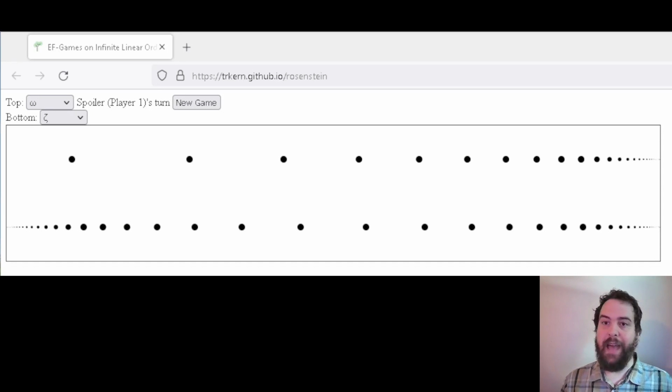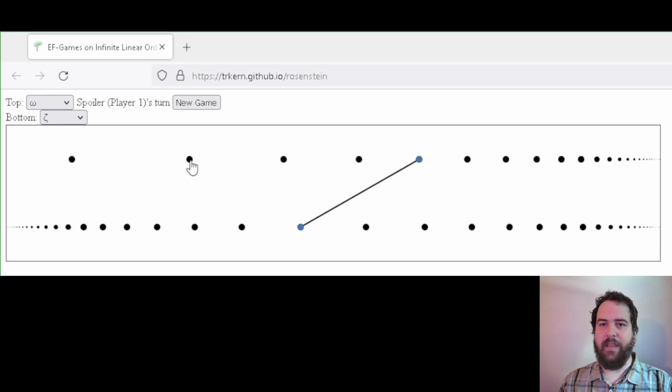So let's take a look at one of these games in action, and you can play along at home. Here we have two linear orderings. We have omega at the top and we have zeta at the bottom. And let's just see how the game plays. So spoiler is allowed to pick any of the points on the screen on their turn. Let's say that spoiler plays here. Then duplicator on their turn is going to want to match this point down here with one of the points up at the top. So let's say duplicator matches it to this point here.